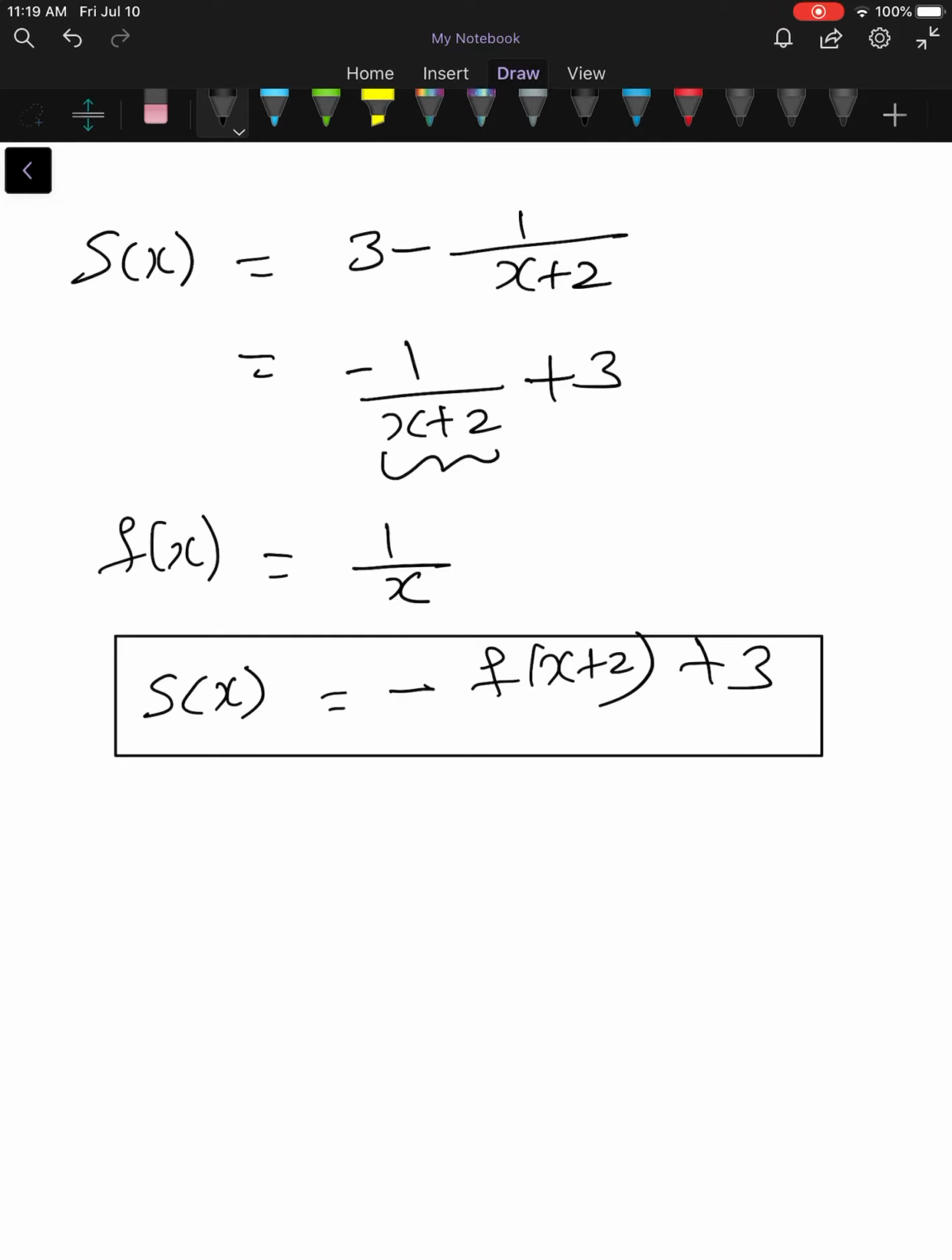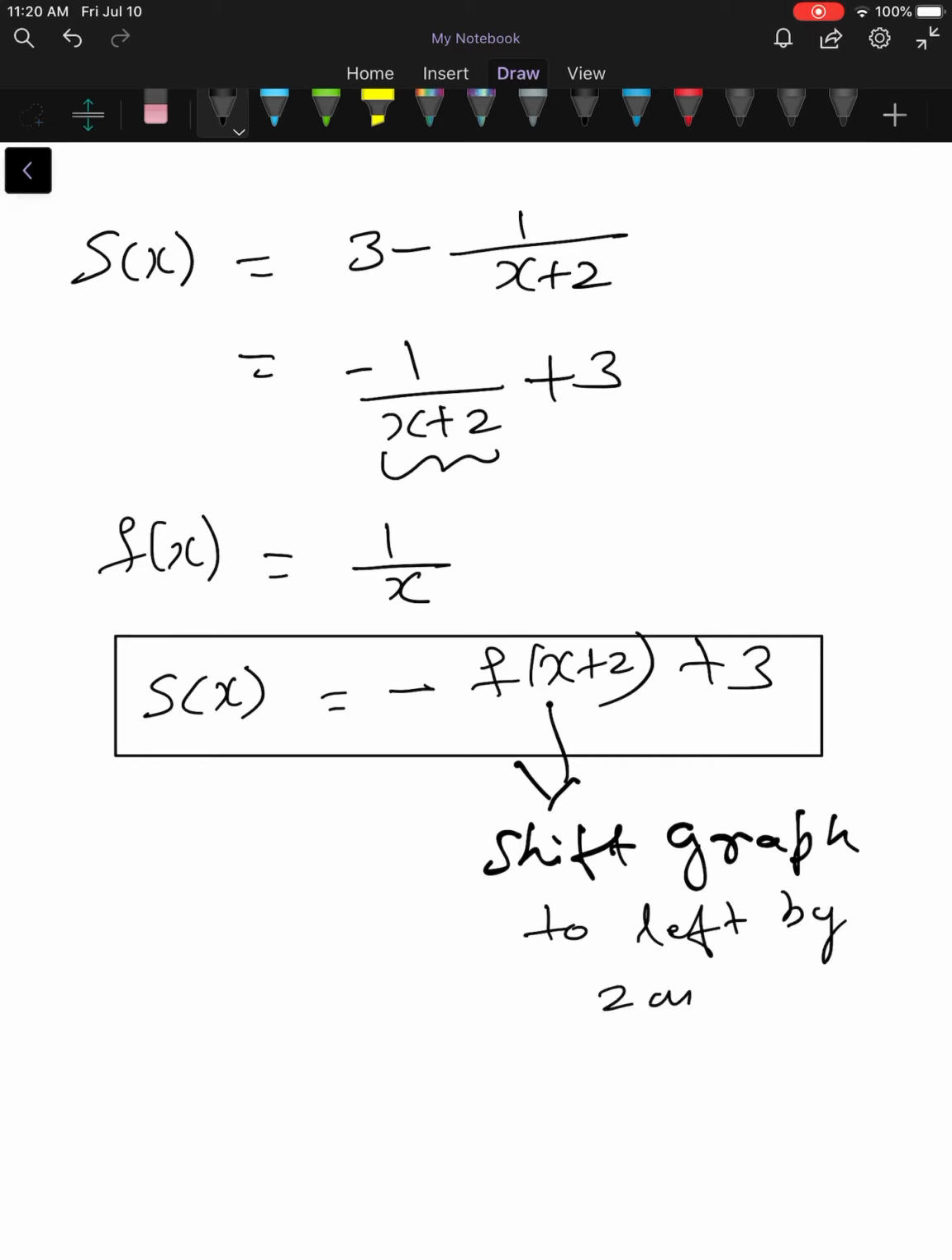So what is happening here? Before multiplying by negative, you are adding 2 to all the input terms, right? So that means you are shifting the graph 2 units to the left, correct? And if you are multiplying by a negative sign to the output value, you are nothing but reflecting in the x-axis, correct?